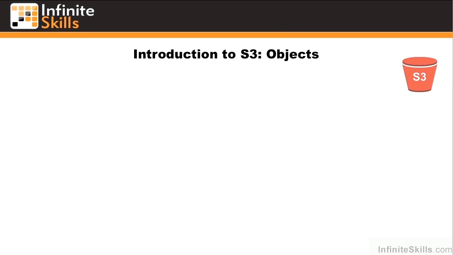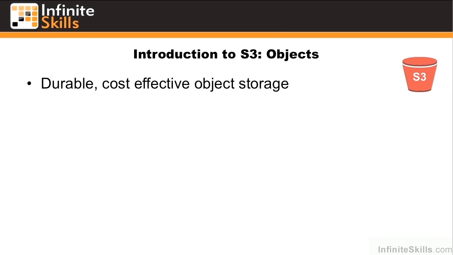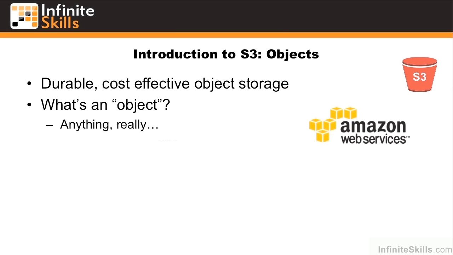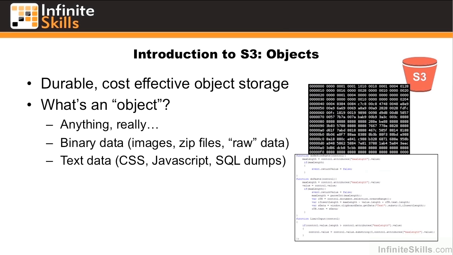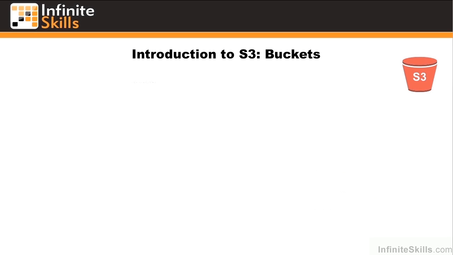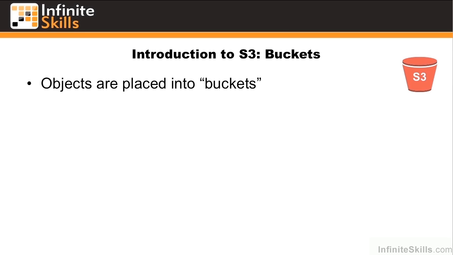In this presentation, we're going to look at the basic features and functionality of S3, or Simple Storage Service. It's essentially durable, cost-effective object storage, which begs the question, what is an object? An object can really be anything, any sort of digital file, such as binary data, images, zip files, or raw data, such as video. It can also be text data, like CSS, JavaScript, SQL dumps, or code, or any combination of the above. Objects are placed into buckets.